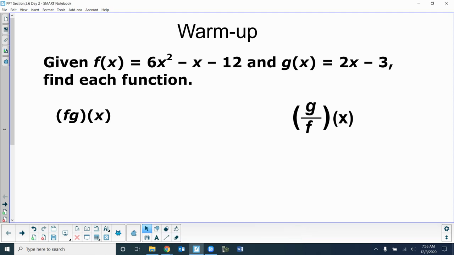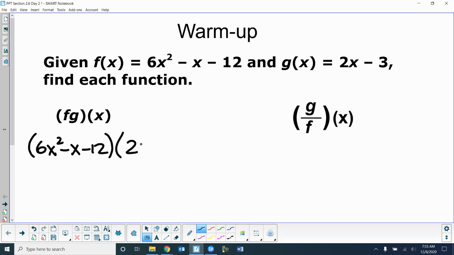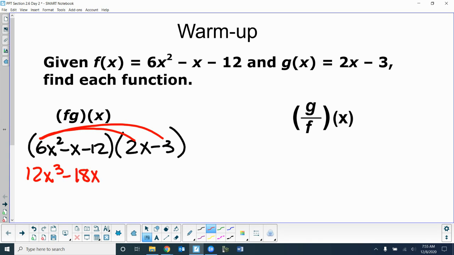Okay, so here's our two functions, f and g, and this says to multiply them. So I'm just gonna do that. 6x squared minus x minus 12 times 2x minus 3. Okay? So the way you multiply this is you're going to take 6x squared times 2x, which is 12x cubed, and 6x squared times negative 3, which is negative 18x squared.